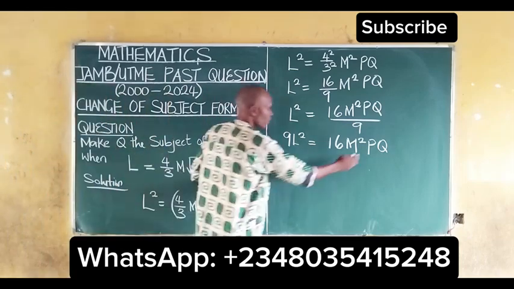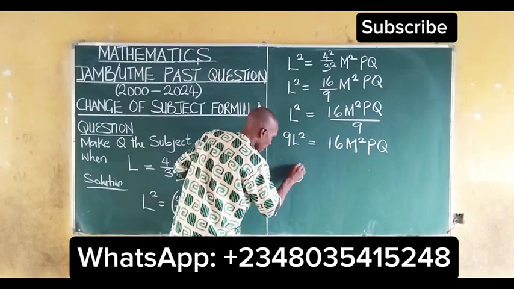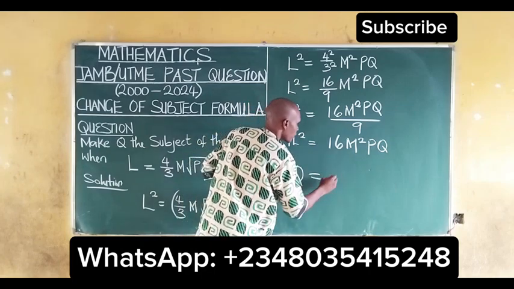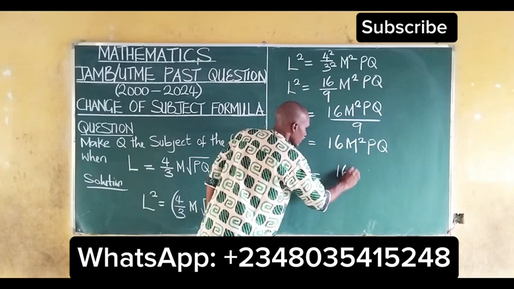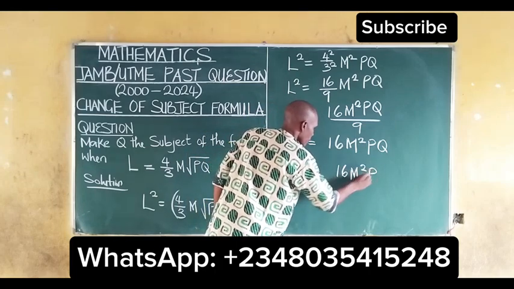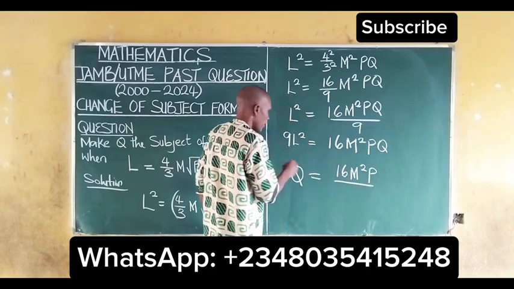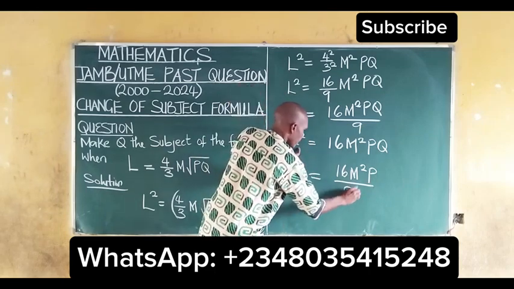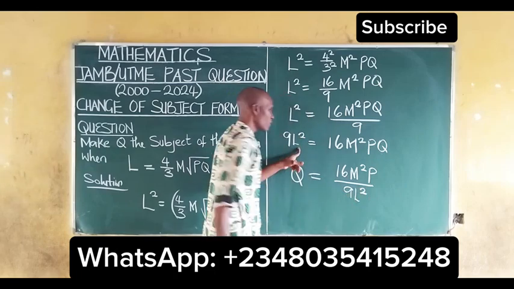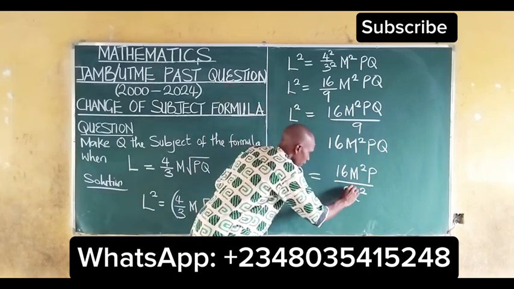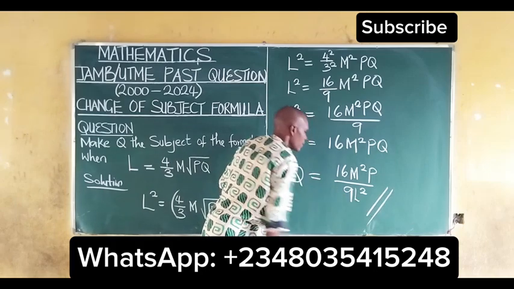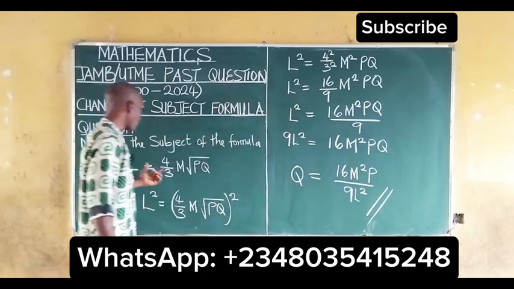And we are asked to make Q the subject of the formula. So the next thing to do is to make Q the subject of the formula. It then means that Q will be equal to 16 m squared P all over 9L squared. So this becomes our answer to this Jamb question.